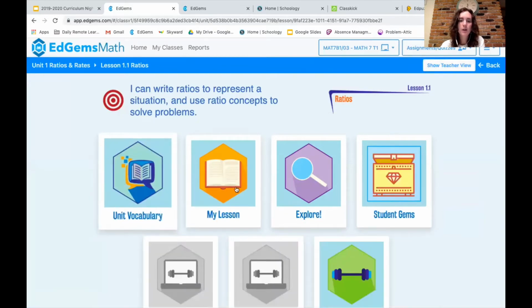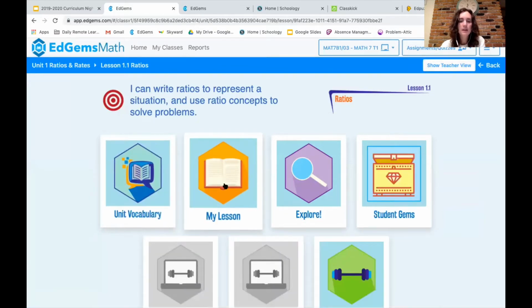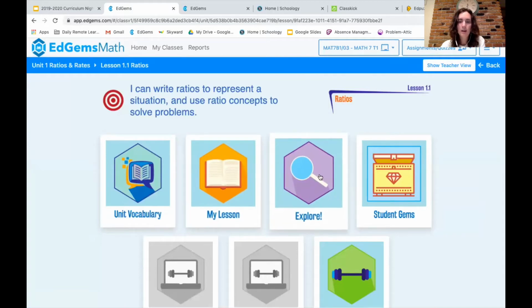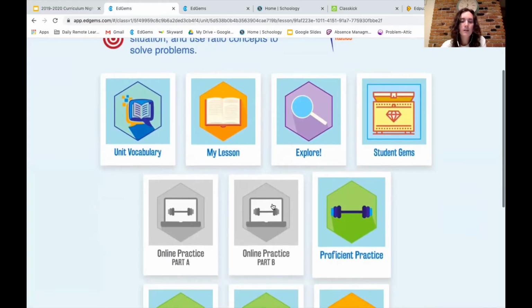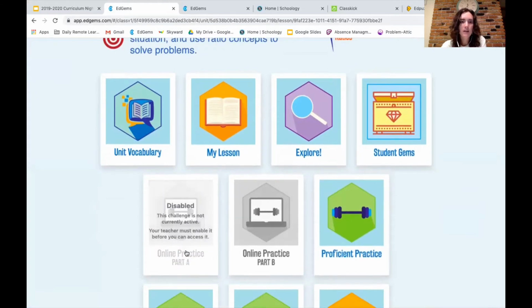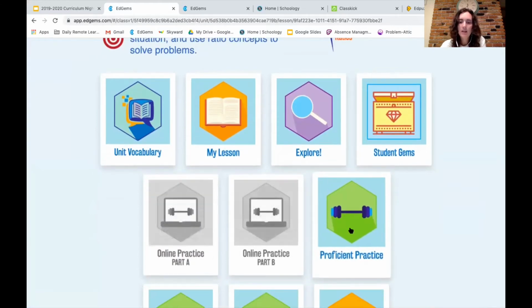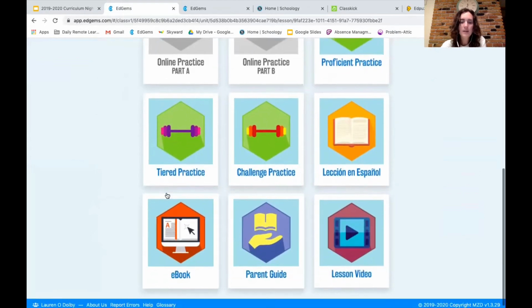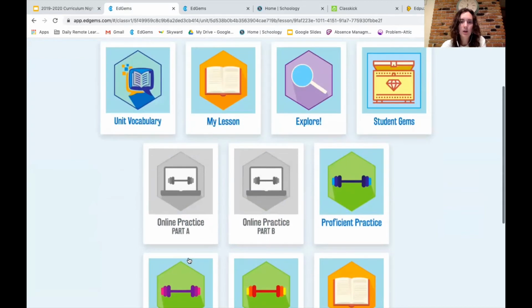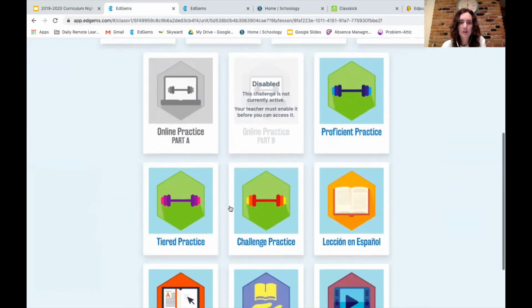And here there are different components. So there's a unit vocabulary, the My Lesson, which is the textbook view, Explore, which will be in-class activities we do together, Student Gems, which are enrichment and review. These online practices are great because I have to enable them for students to take. Then there are some different practices that will be assigned as homework. This ebook is not as friendly a version, so I recommend the My Lesson to see the textbook.